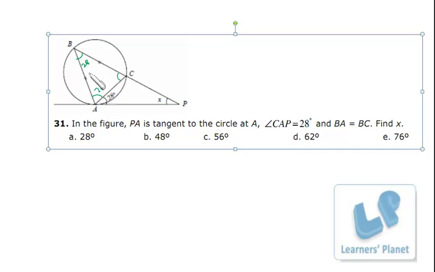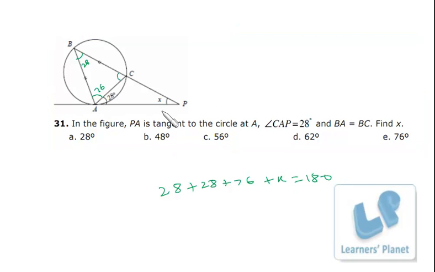So this is 76. Now once again, BAP is a triangle, so this is 28, this is 76 plus 28, so the remaining part is this. Okay, so 28 plus 28 plus 76 plus X is equal to 180. So X is equal to 48 degrees. So if you know angles in alternate segments are equal, then you can easily solve this problem. Otherwise you will definitely get stuck. Okay, so your answer is 48 degrees.